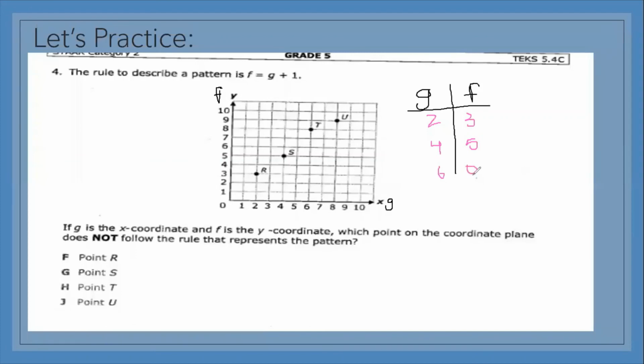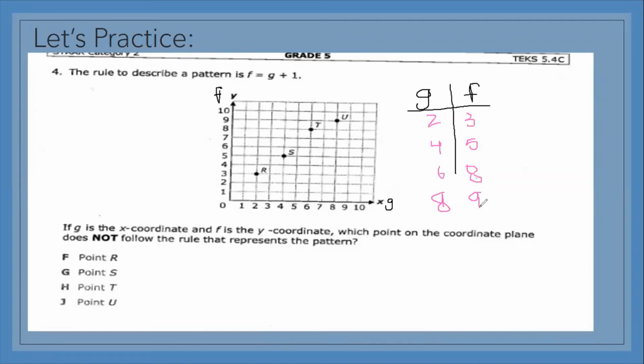So looking at our spread of data, someone remind me what the rule is. Plus 1. Okay, so which is the only point here that does not follow that plus 1 rule? It's 6, 8. T.